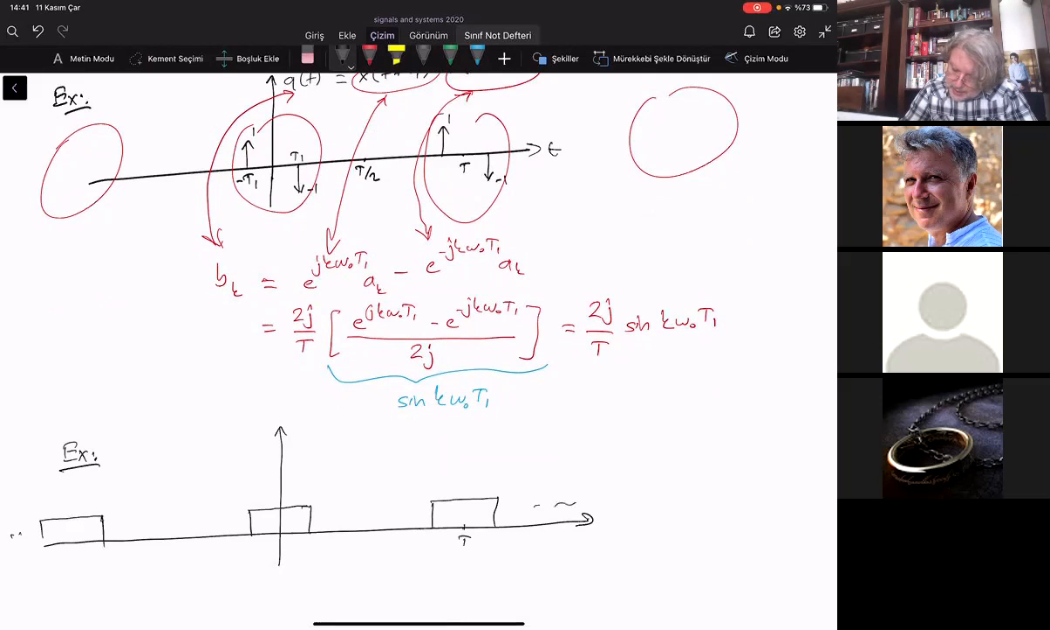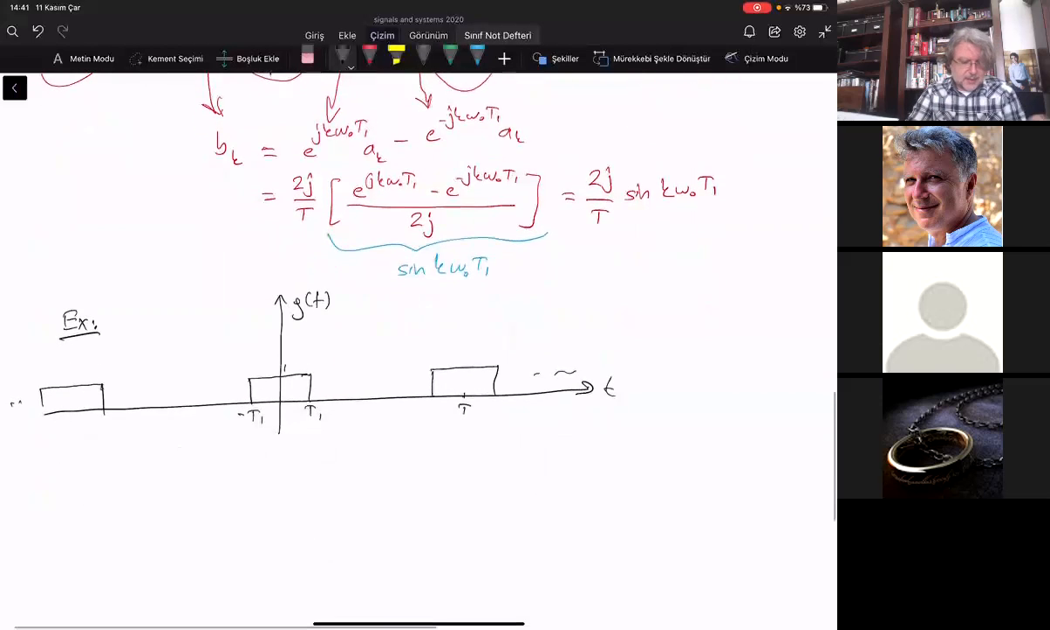This is capital T, this is T1, this is minus T1, and this is 1. We can give a name to this one. Let's again call it G of T on the time axis. Do you see that when you take the time derivative of G of T, you get Q of T, the signal that is drawn at the top? So this is the integral of that one.